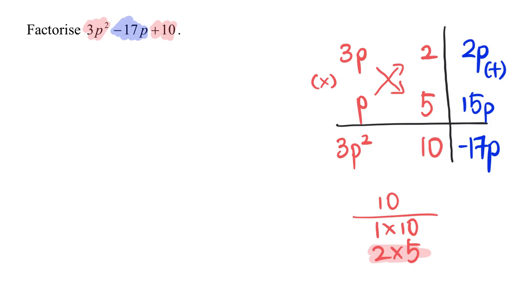But now is the key. How do I get negative 17? And it is at this point that I realize negative 2 times negative 5, negative times negative will indeed give me back my positive 10. And so this will be the final answer. 3p, negative 2p, and negative 5.